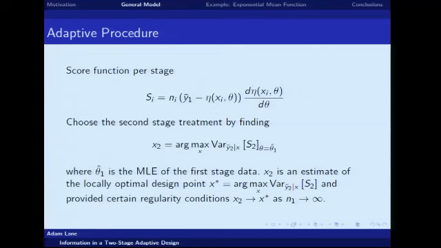So here's our adaptive procedure. So we have a score function. Once again, the likelihood doesn't matter about whether or not it's dependent in terms of the form. So your score functions won't matter in terms of form of whether or not you have dependence or independence. So the adaptive procedure here is to select a second stage treatment by finding the argument that maximizes the variance of the second stage score function. And then it is evaluated at theta hat 1, which is the MLE of the first stage data.